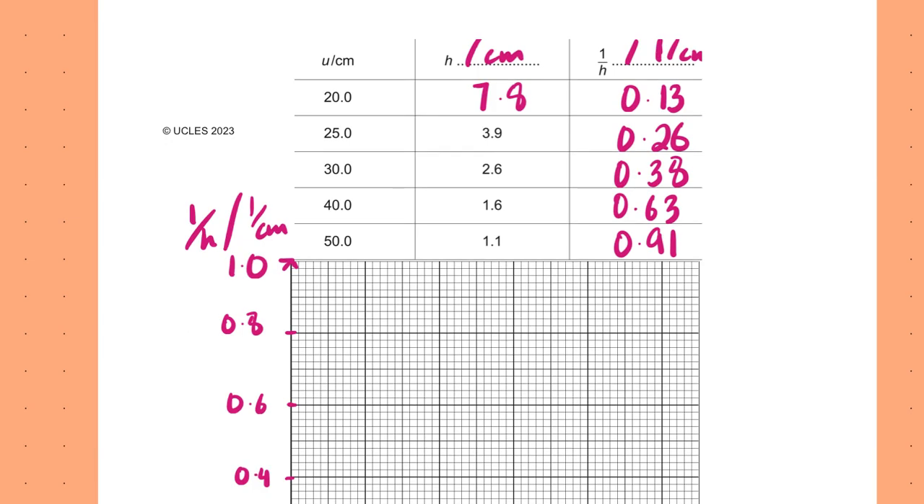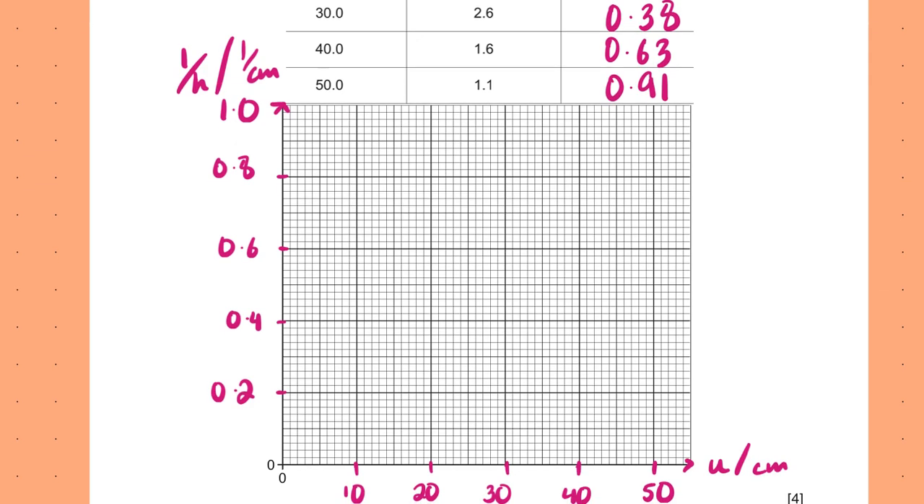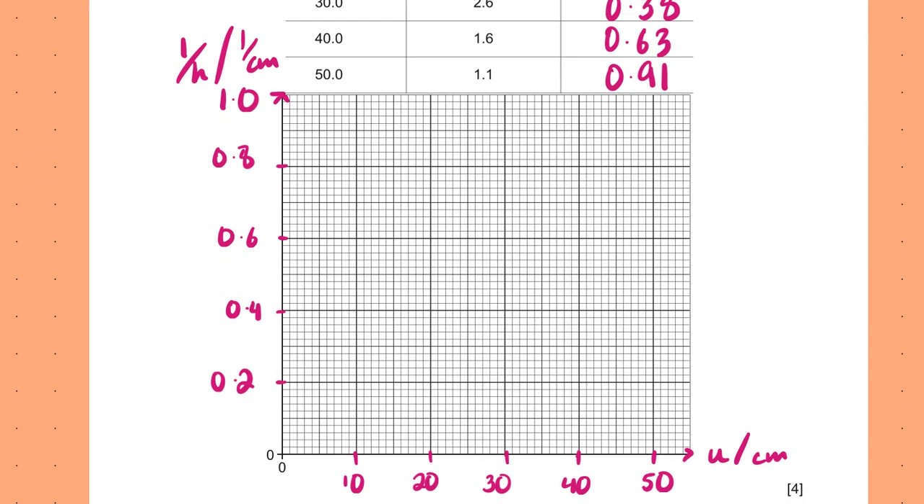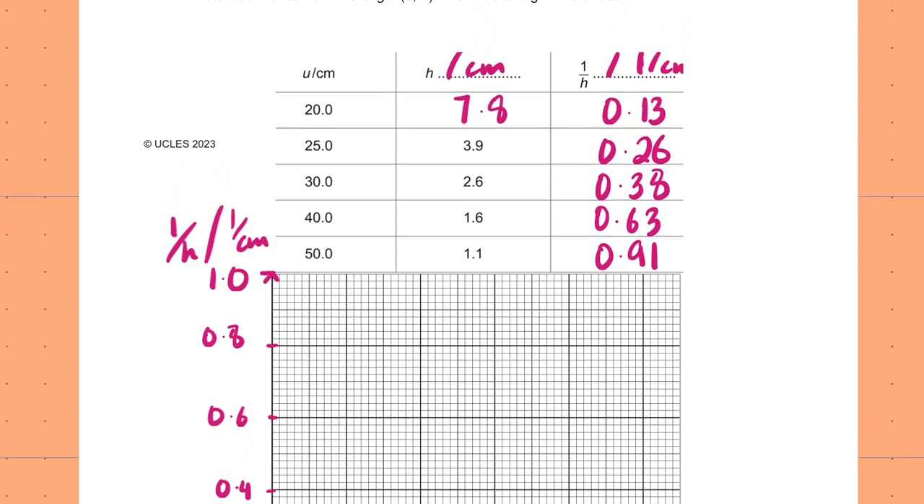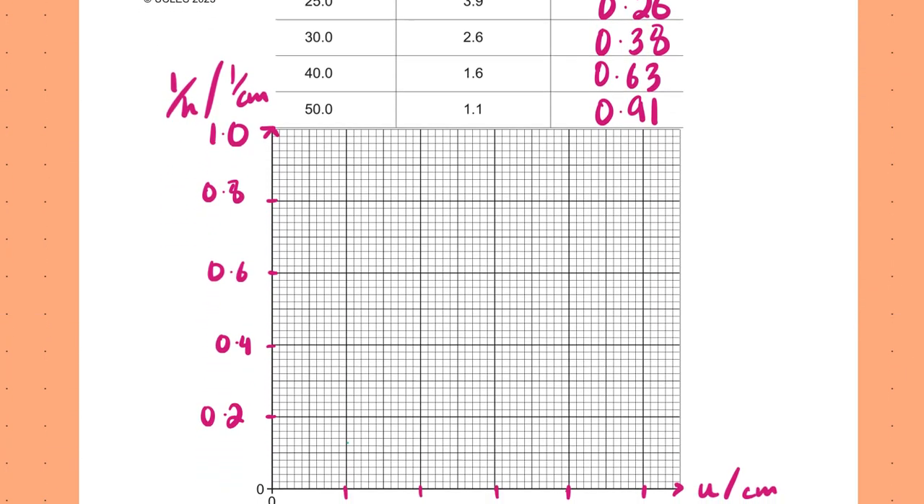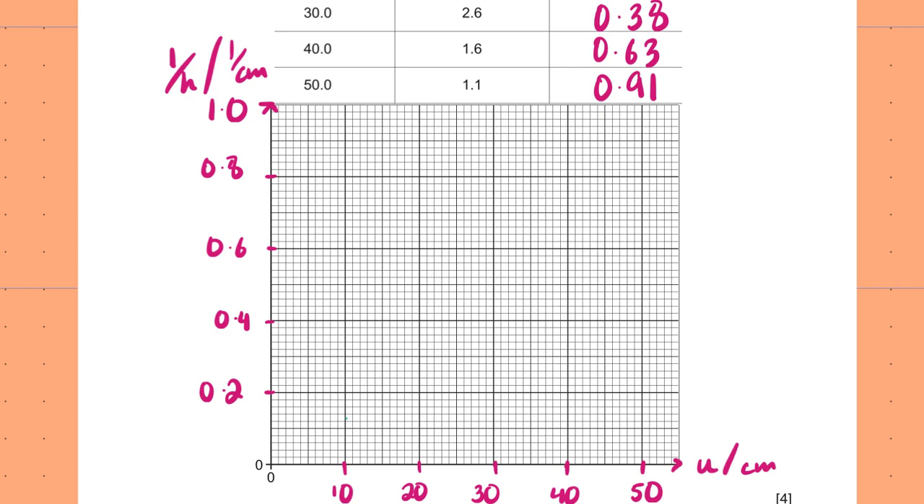Now we start plotting. So at u20, 1 over h is 0.13. So this would be 0.1, 0.12, and 0.13 would be in the middle. So again, let's place a small dot here, right? Then at 25 I have 0.26. So u is 25, 1 over h is 0.26. So 25 would be right in the middle, and 0.26. So 0.22, 24, and 0.26.